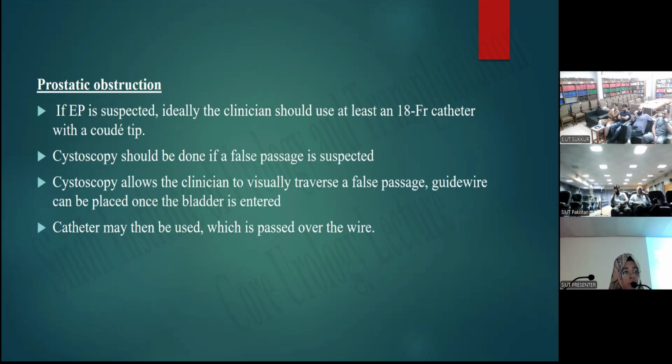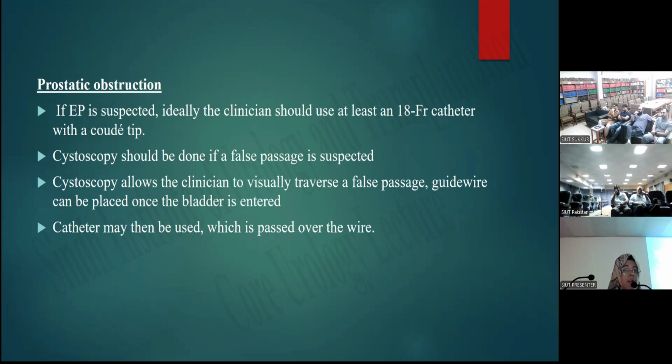In cases of prostatic obstruction, if the patient presents to you with acute urinary retention and you suspect an enlarged prostate, then it is preferred to use an 18 French catheter with a coude tip.